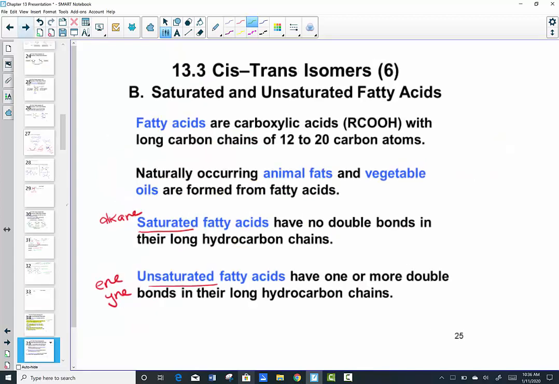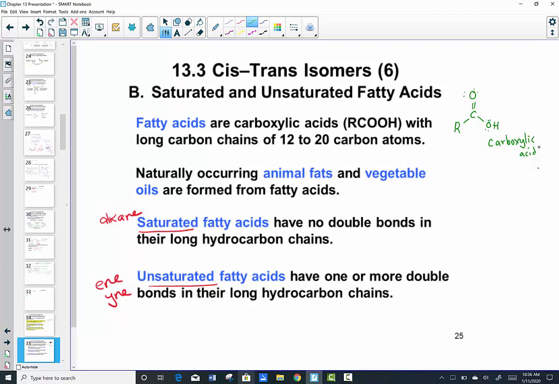Remember, a carboxylic acid contains a carbonyl carbon, and then the OH group as its functional group coming off of the carbonyl carbon. This is known as a carboxylic acid. That's kind of the backbone there, and it contains long carbon chains. So this R group can be anywhere from 12 to 20 carbon atoms long. Naturally occurring animal fats and vegetable oils are formed from fatty acids.